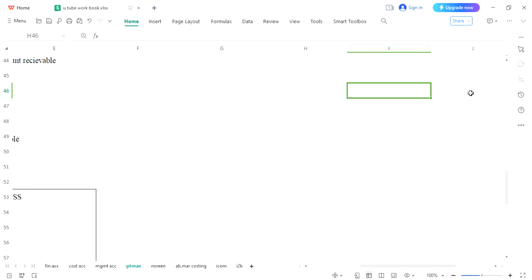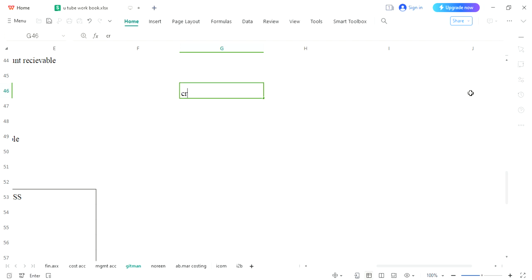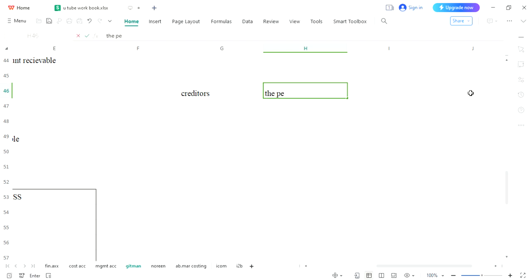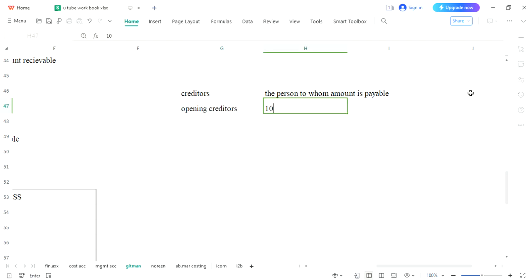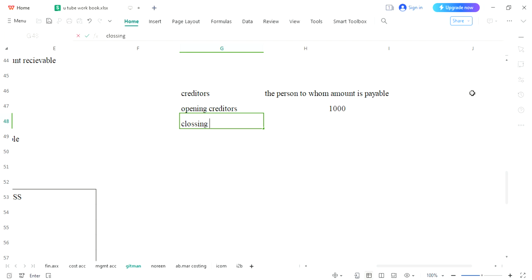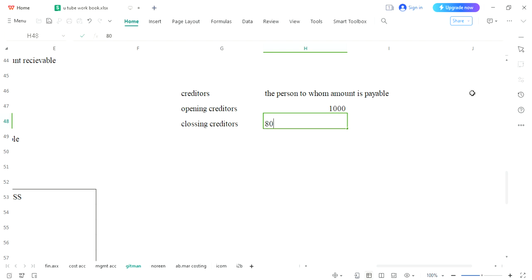Another lesson, let's see, if we are talking about creditors, just the opposite of debtors. Creditor means the person or organization to whom an amount is payable. The person to whom an amount is payable. Similarly, we were having opening creditors 1000 and closing creditors as 800.